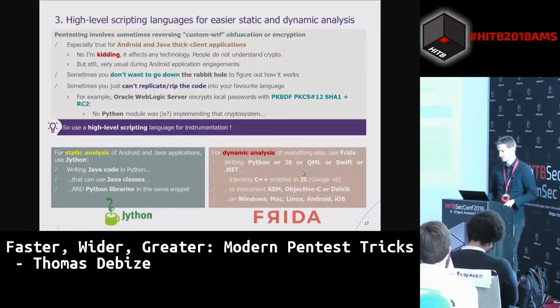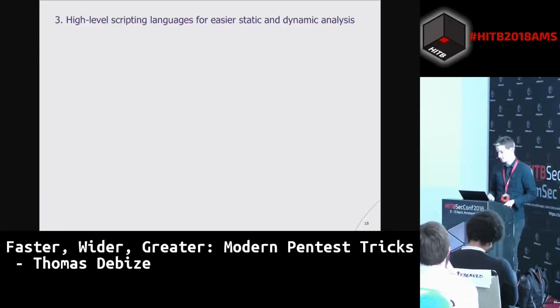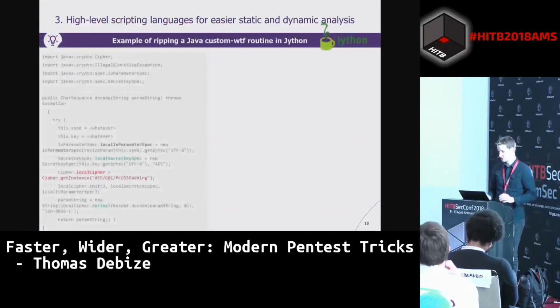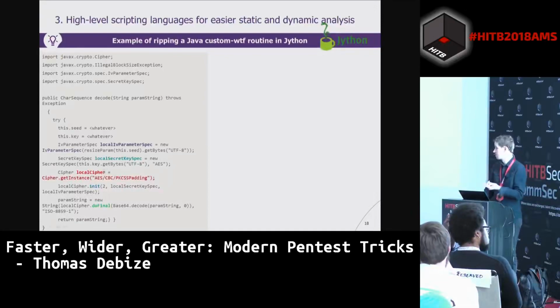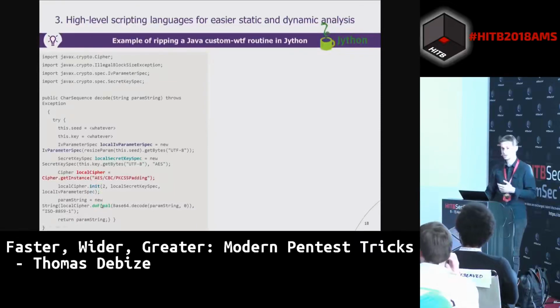That's again a pretty awesome tool. Just to be clear, on the left you can see a classical Java encryption scheme. You can recognize here the local IV parameter spec, secret key spec, local cipher, Cipher.getInstance, doFinal. This is the Java way of doing encryption.